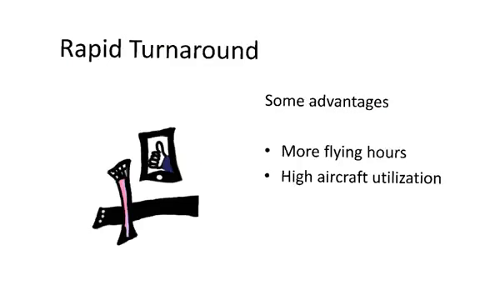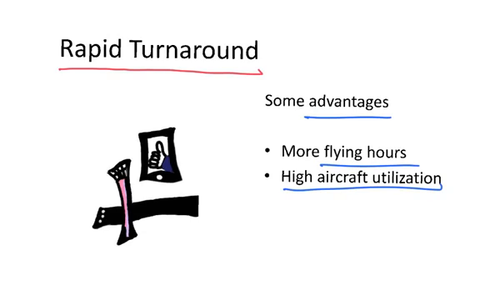Another low-cost feature is rapid turnaround. So they like to arrive to the airport and depart as soon as possible, the time between arriving and departing. This has some advantages. If the aircraft is less time on the ground, it means that it stays more time in the air, so more flying hours, which leads to higher aircraft utilization, which means a reduction in cost.